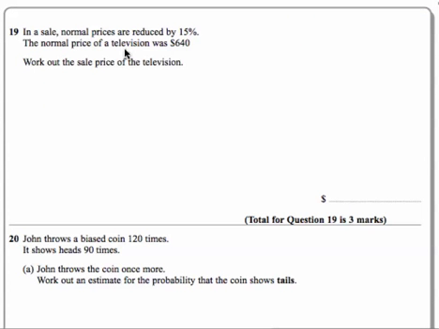Right, okay, question 19. In a sale, normal prices are reduced by 15%. The normal price of a television was $640. Work out the sale price of the television. Okay, now with percentages, there are just about as many ways of doing these problems as there are pupils. So, I'll just go through a couple.